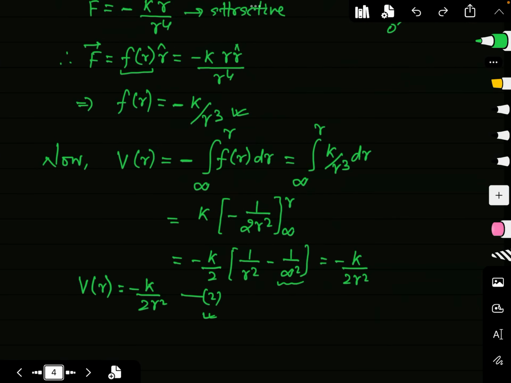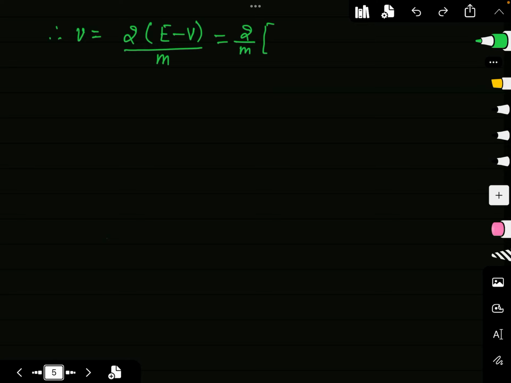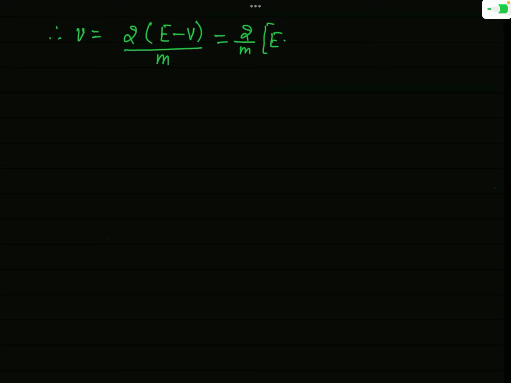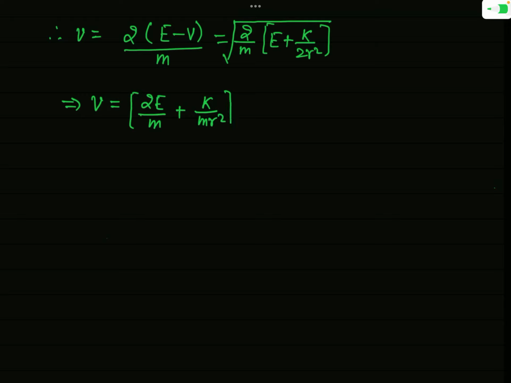Now let us put the value of v. This is e minus v. V is minus k over 2r square, so this will be plus k over 2r square, and a square root. So you can see this expression in RHS can be written as 2e over m plus k over mr square, and for a square root I am writing here power 1 by 2. So you can see this is the expression for a speed which was to prove in this result.